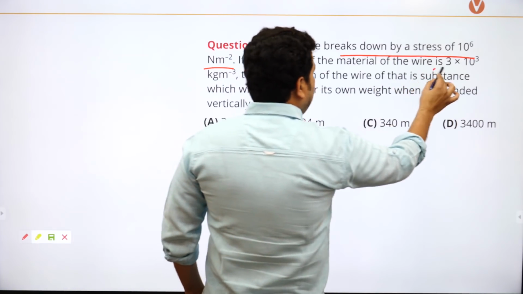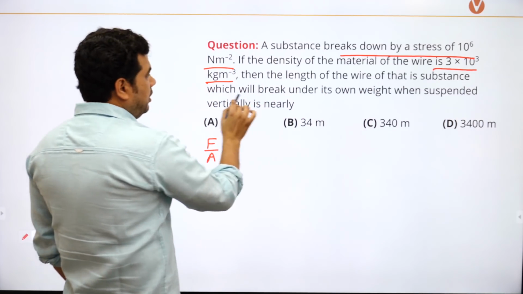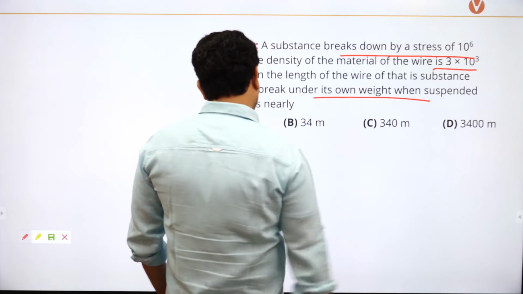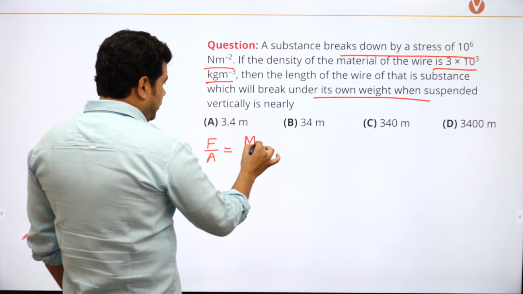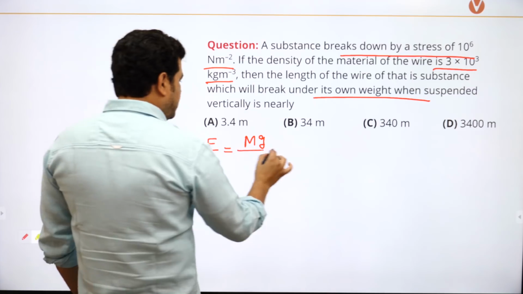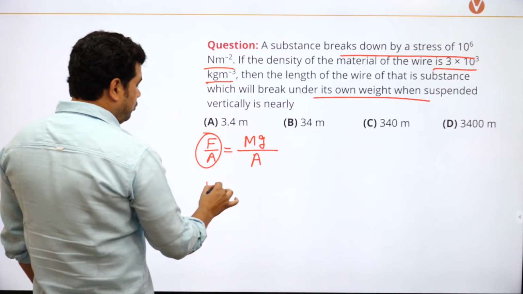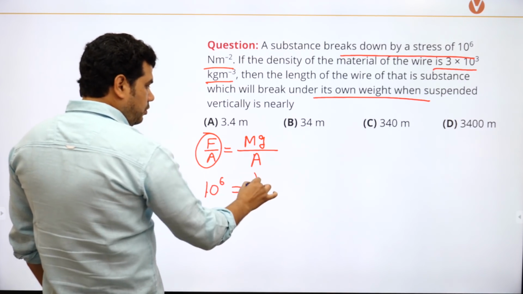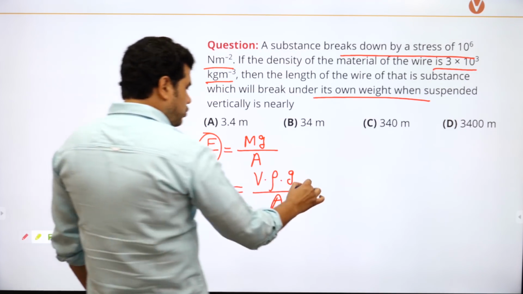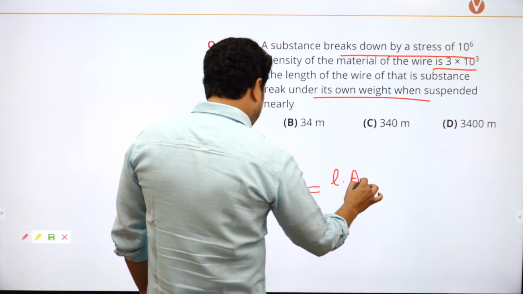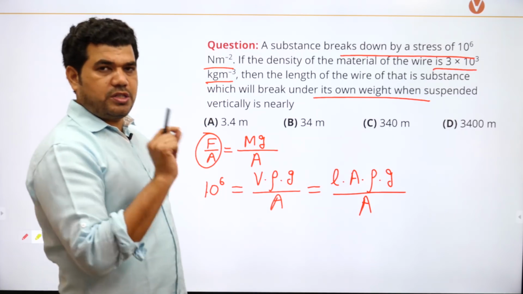If the density of the material is this, then find the length of the wire of that substance which will break under its own weight. Here F is M into G, right? And this is the cross section area. So the breaking stress F upon A is given as 10 to the power 6, and M is volume into density. So volume is length into cross sectional area, times rho into G, divided by A. A is the cross sectional area of the wire.